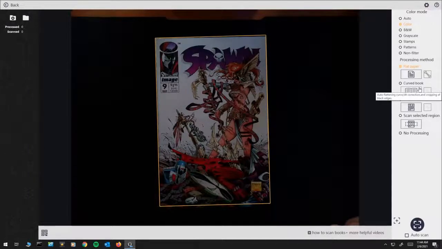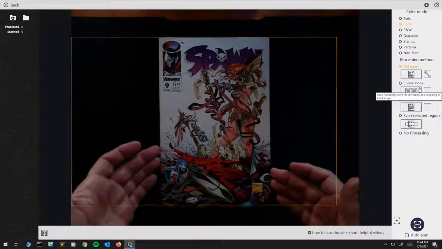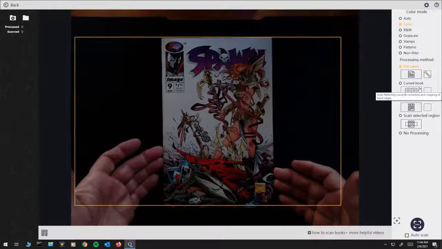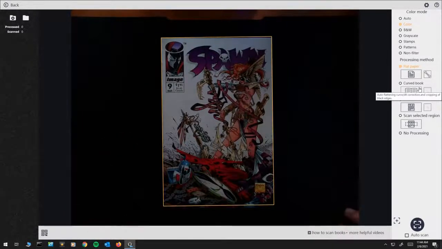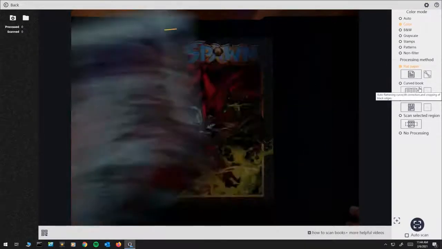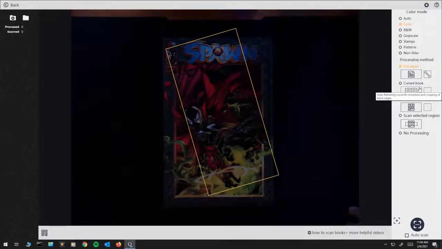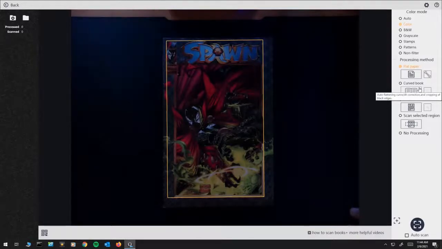And here we have Spawn, first appearance of Angela, created by Neil Gaiman, sold to Marvel. She's now Thor's sister. Part of the new Guardians of the Galaxy. Jesus. It's hard saying that with a straight face.